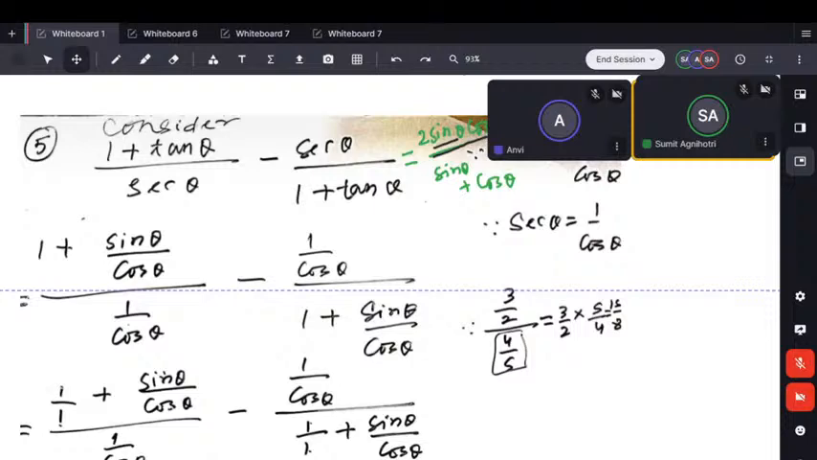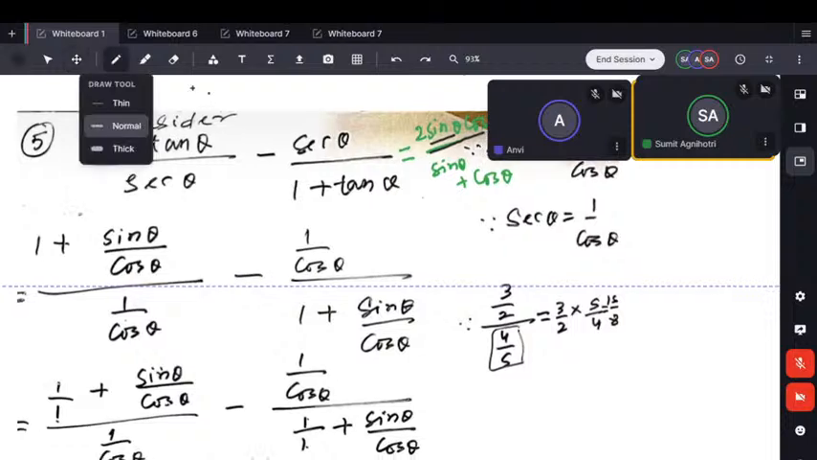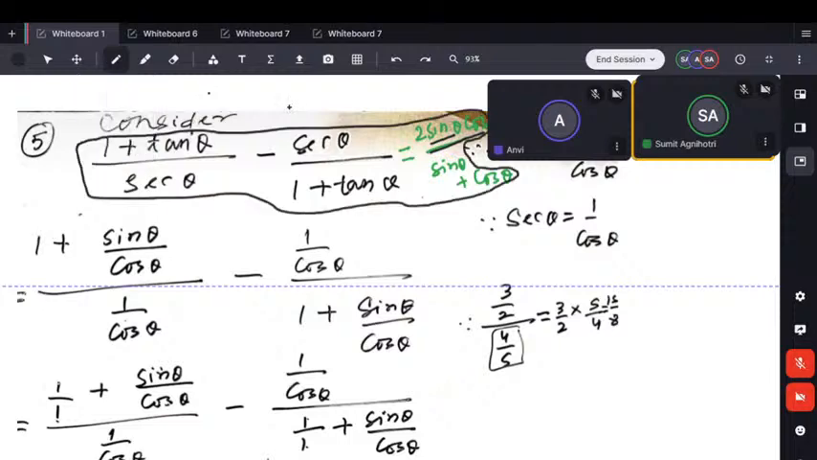This is LHS that we have considered. This is the question. Prove that 1 plus tan over sec minus sec over 1 plus tan equal to 2 sin theta cos theta over sin theta plus cos theta. What we have done is we have considered LHS. Now, in the place of tan, we are writing sine over cos. In the place of sec, we are going to write 1 over cos. Tell me if you find any difficulty up to this.